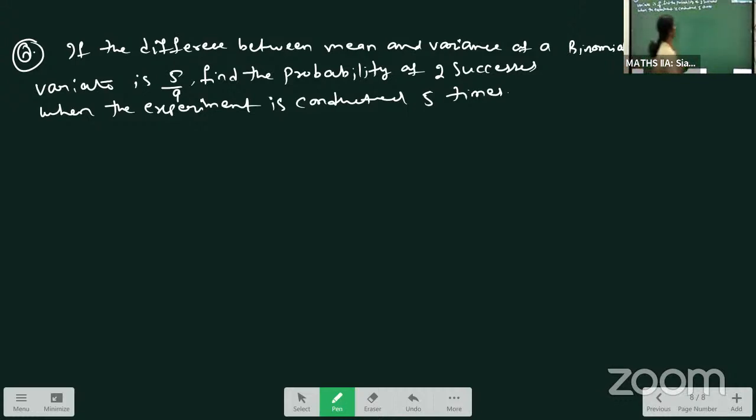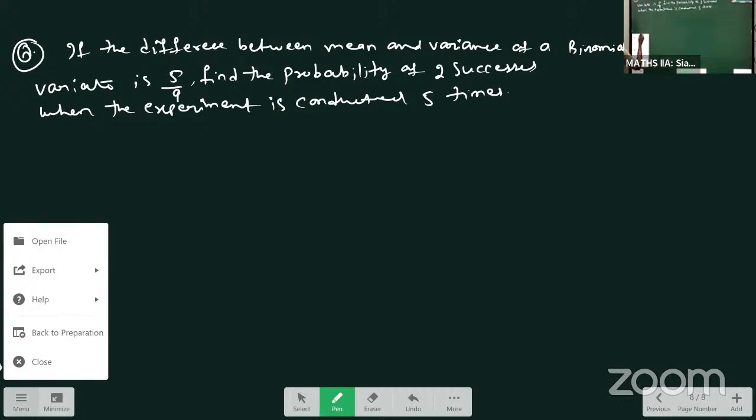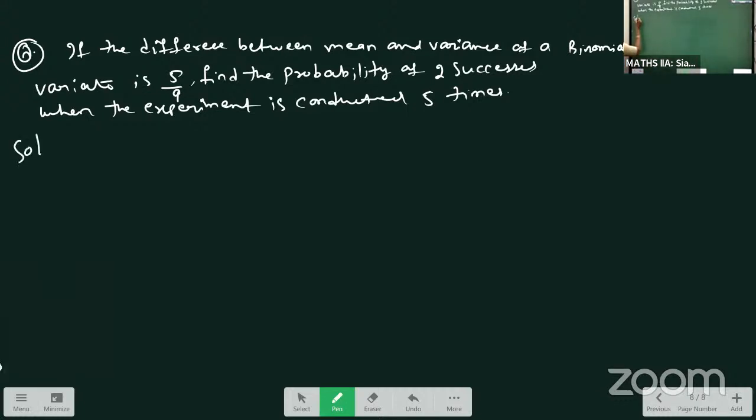So here what you have to do: the mean and variance of a binomial distribution are usually given. Here mean and variance are not given separately. The difference between mean and variance is given. What is it? 5 by 9. Then the probability of 2 successes when the experiment is conducted 5 times. This is the question. The solution goes like this. Here again, x follows binomial distribution. So x follows B(n, p).